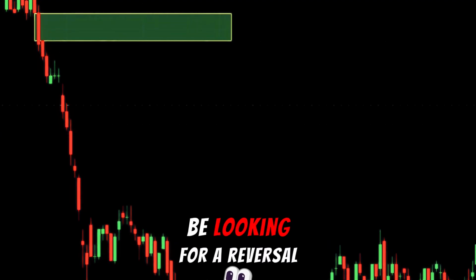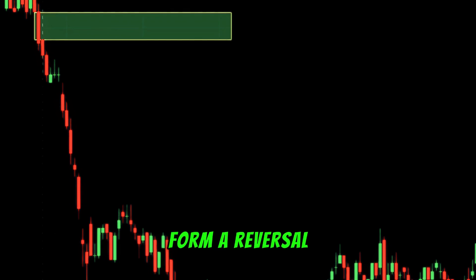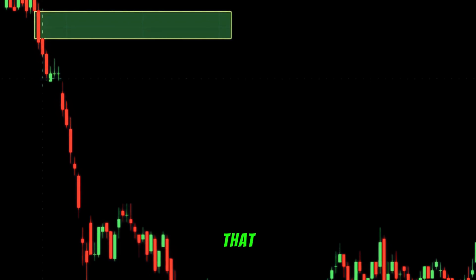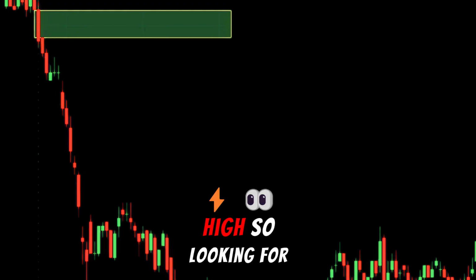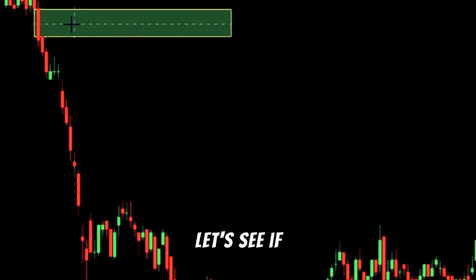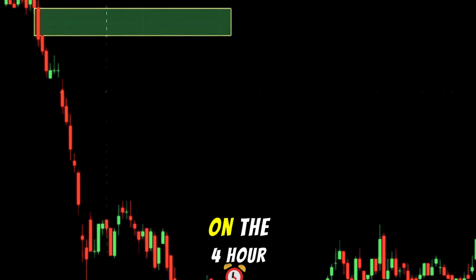So I would generally be looking for a reversal. Now we're going to form a reversal here. Where are we going to form that? Off of previous day high. So looking for a previous day high sweep, let's see if we get that on the 4-hour chart here.